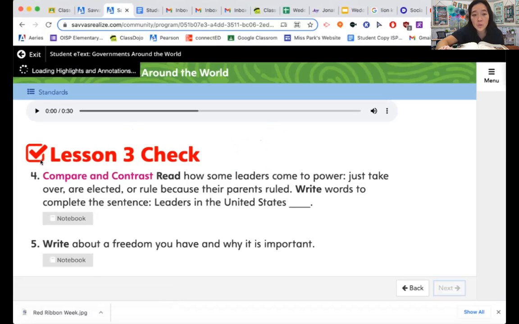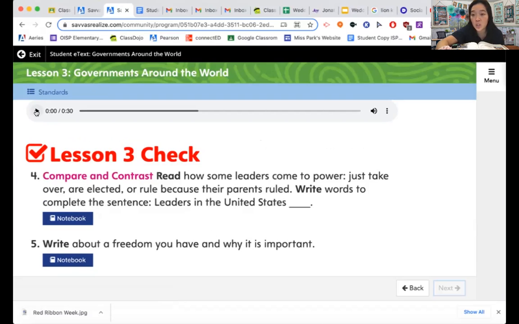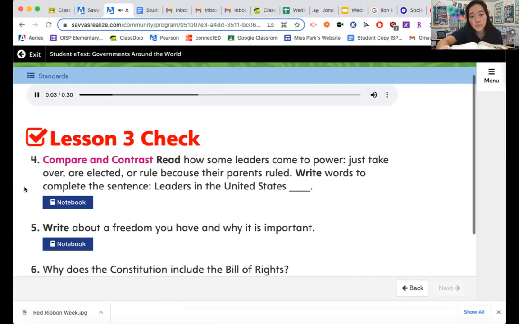All right, next we are going to look at our lesson 3 check. Lesson 3 check, number 4. Compare and contrast. Read how some leaders come to power. Just take over, are elected, or rule because their parents ruled. Write words to complete the sentence. Leaders in the United States, blank. Number 5. Write about a freedom you have.